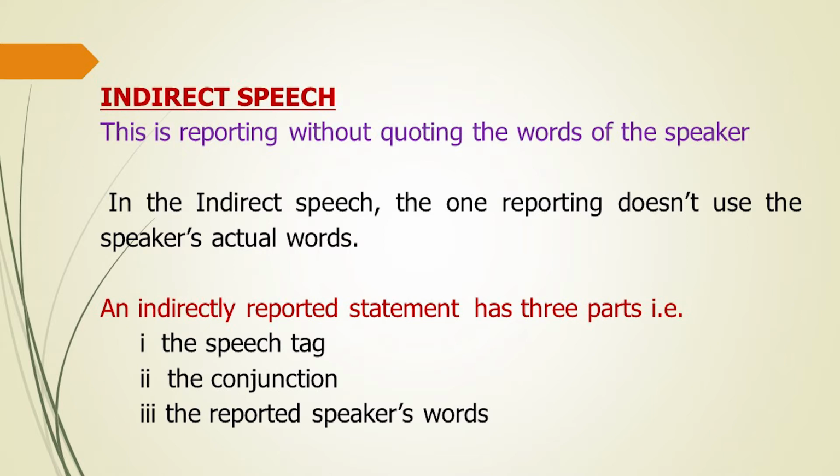The indirect speech statement contains 3 parts. If you remember what we said in the direct speech, the statements had 2 parts: the speech tag and the actual words of the speaker. When we come to the indirect speech, the statement will have 3 parts: the speech tag, the conjunction, and then the reported speaker's words. In the indirect speech, we do not use the actual words of the speaker, and that's why we shall not have any words quoted.